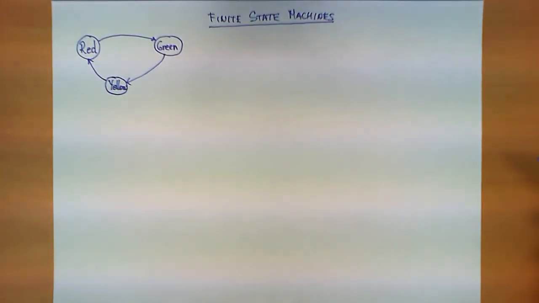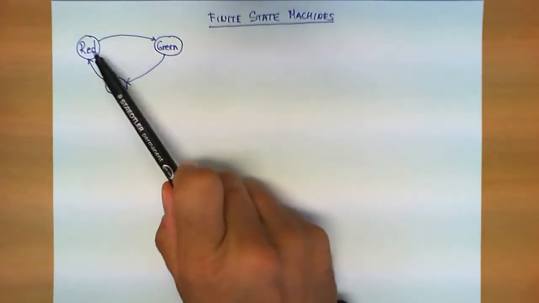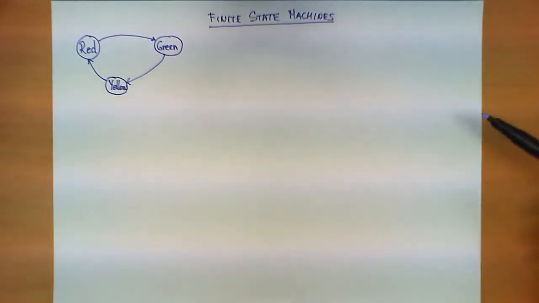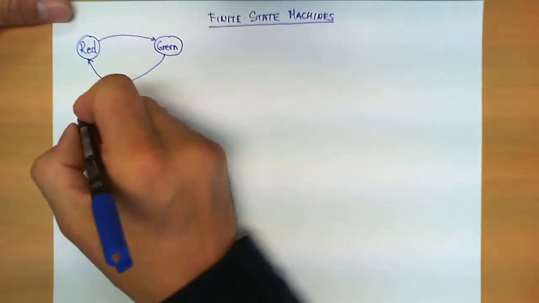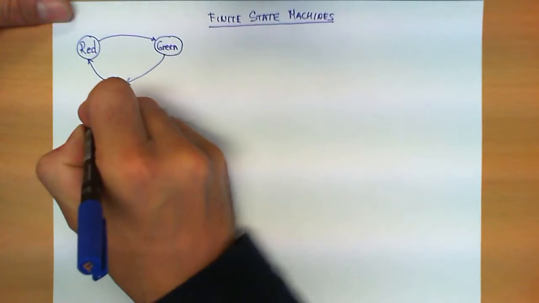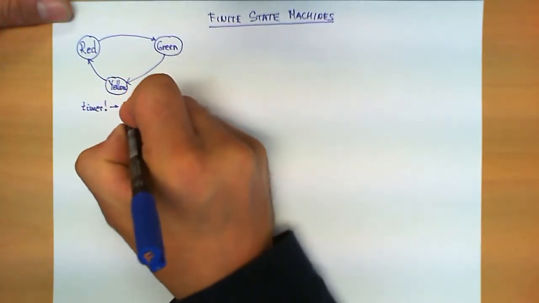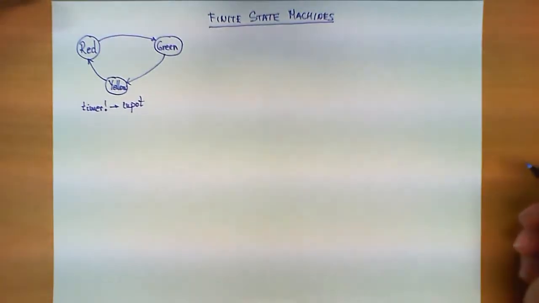Now, if we think a little bit more in detail, what makes a transition between these two states? Well, typically it is a timer. It's some sort of signal that says that a certain amount of time has gone by. And this signal, we can think of this timer, is actually an input to this machine.